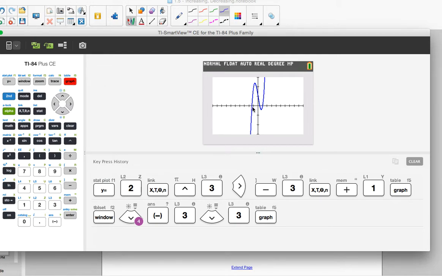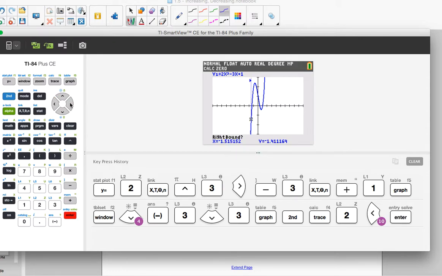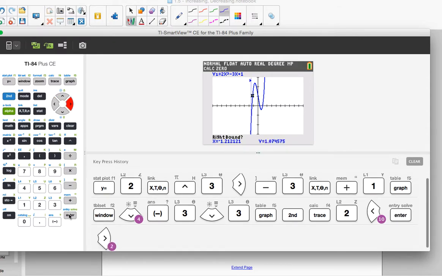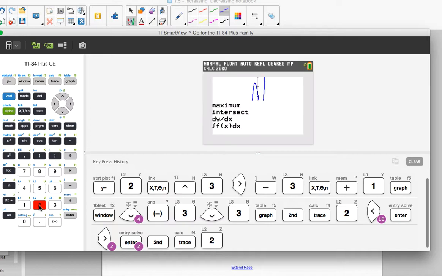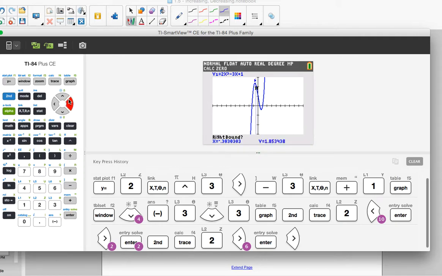So you can see it clearly crosses right here, and right here. So we can do second trace, zero. I'm going to get this one on the left. So it's asking me for left bound. So I need to go left of that first zero, which I'm definitely to the left here. And then it's going to ask for right bound, so I'm definitely to the right now. And then guess, just hit enter. And I get negative 1.37. And I can do that same process for the next one. So left bound, go to the left of this one, enter, and to the right of it, but not going too far.